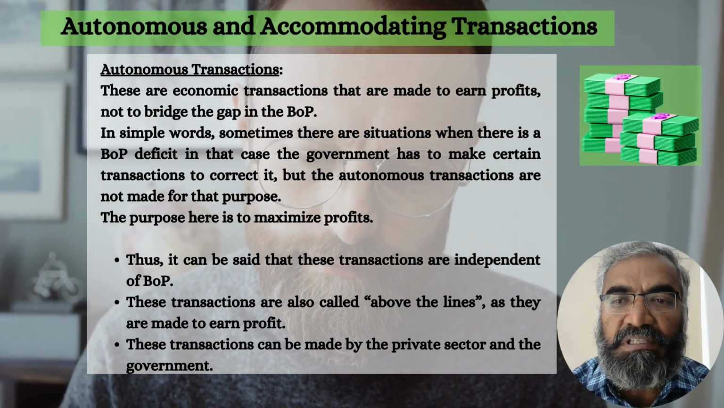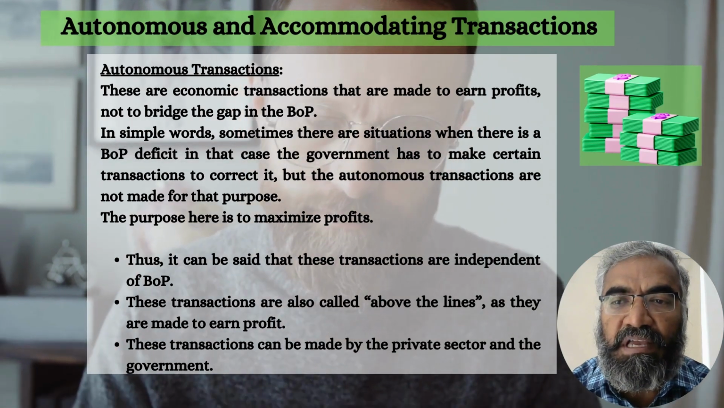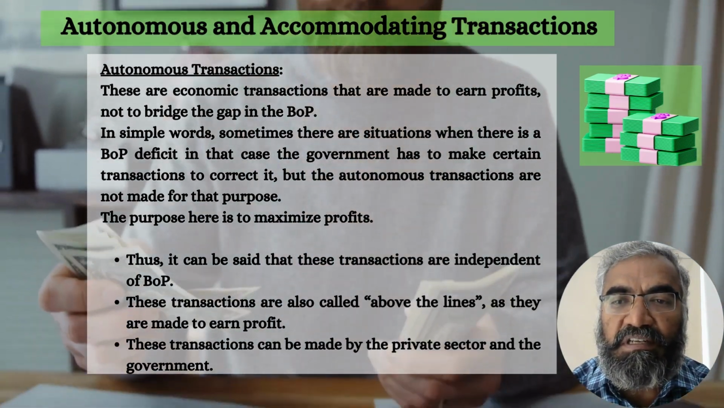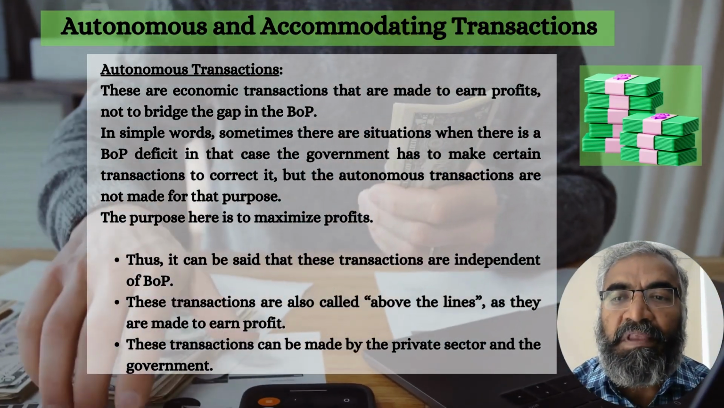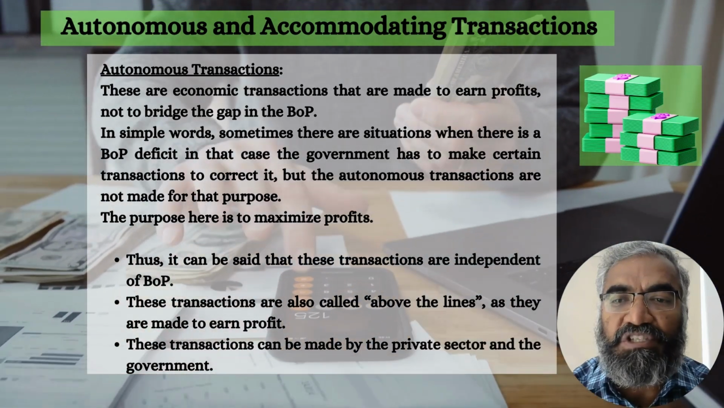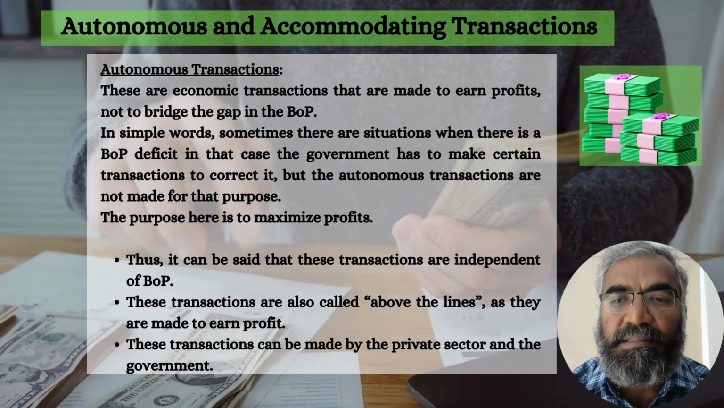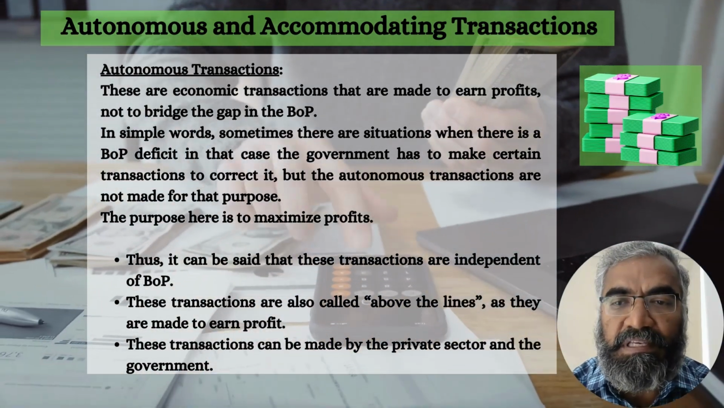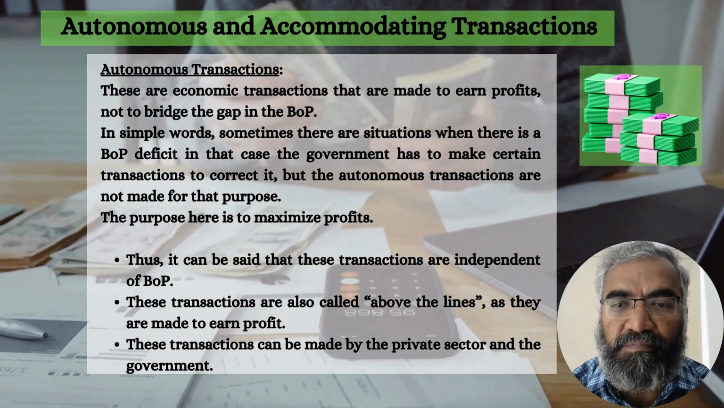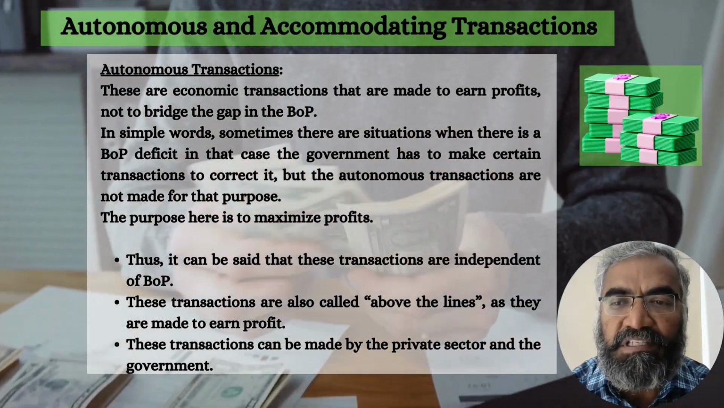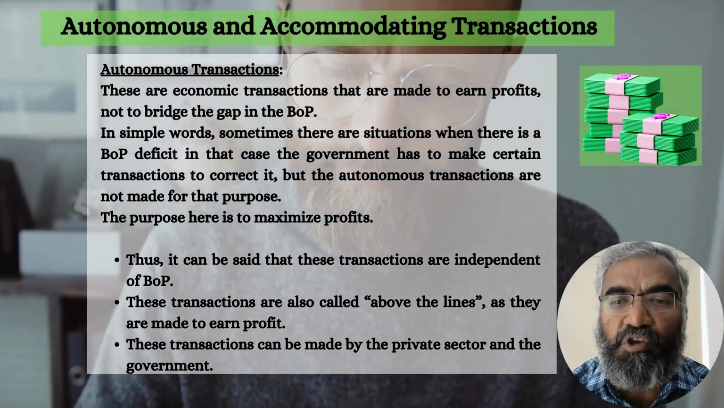In simple words, sometimes there are situations when there is a BOP deficit, in which case the government has to make certain transactions to correct it. But autonomous transactions are not made for that purpose. The purpose here is to maximize profit. Thus, it can be said that these transactions are independent of BOP.